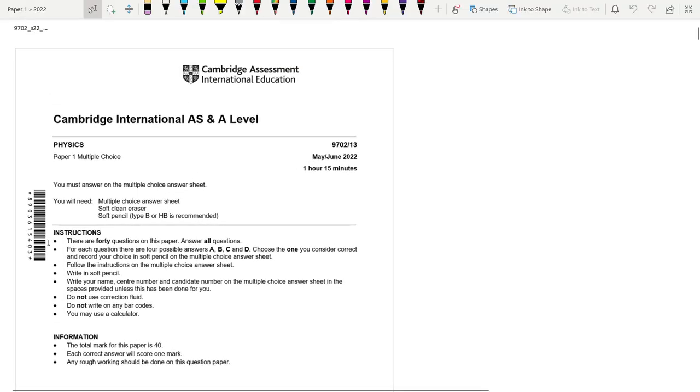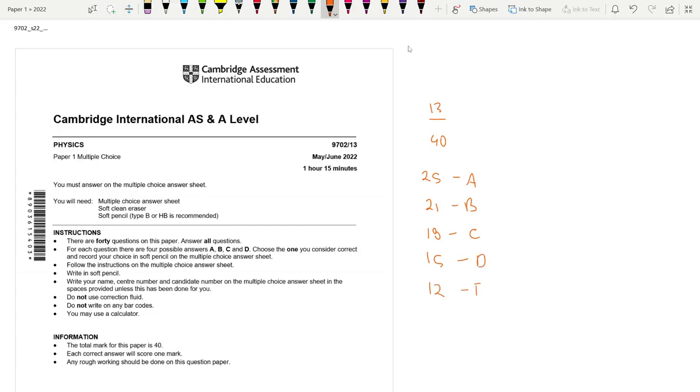So let's talk about the threshold before we begin. Here for paper 1-3, the maximum mark was 40, 25 was A, 21 was B, 18 was C, 15 was D, and 12 was E.